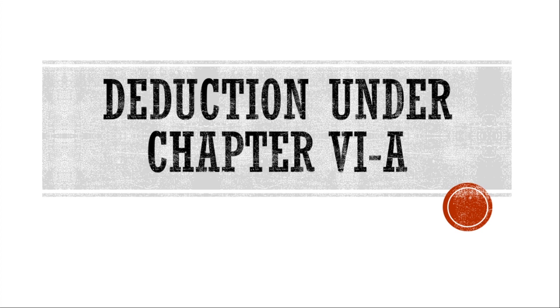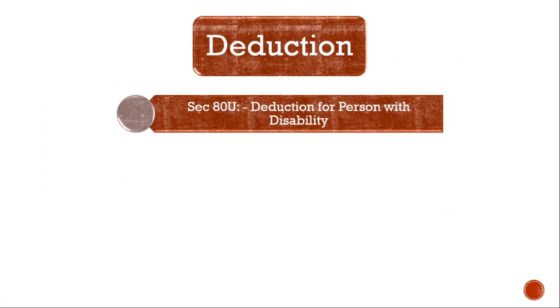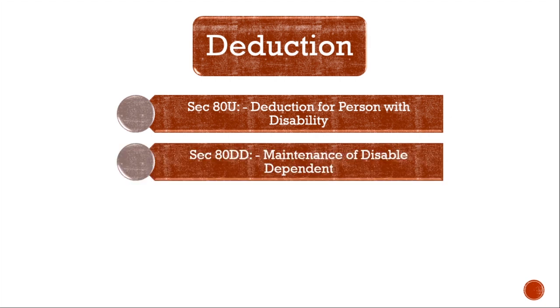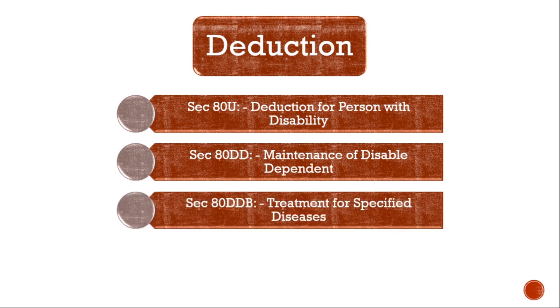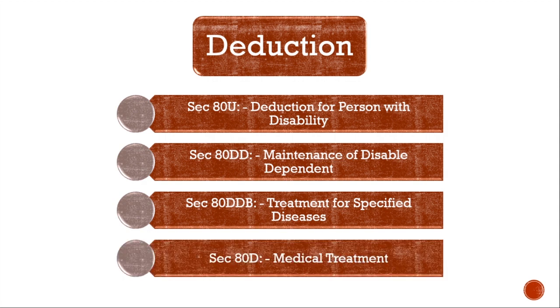Deduction under Chapter 6A mainly deals with Section 80 and its subsections. In today's session, we are going to discuss Section 80U, deduction for person with disability, Section 80DD, maintenance of disabled dependent, Section 80DDB, treatment for specified diseases, and Section 80D, medical treatment. Now let us have a small discussion on Section 80U, deduction for person with disability.